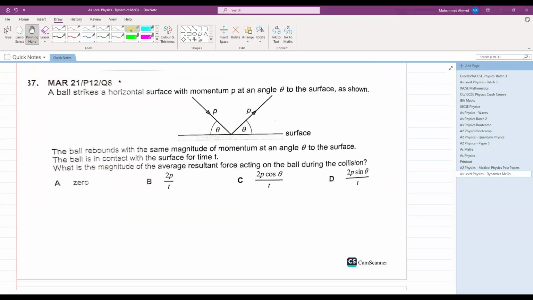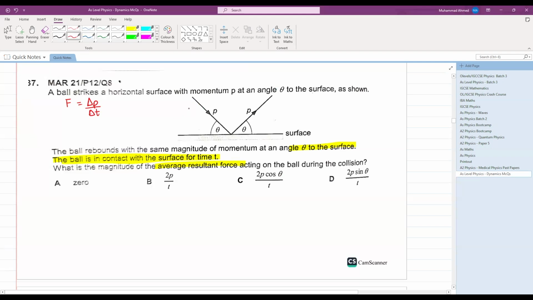Okay, let's see this. A ball strikes a horizontal surface with a momentum p at an angle of theta to the surface as shown. The ball rebounds with the same magnitude of momentum at an angle of theta to the surface. The ball is in contact with the surface for time t. What is the magnitude of the average resultant force? Simple. You have to calculate the resultant force. Resultant force is what? Change in momentum over change in time.